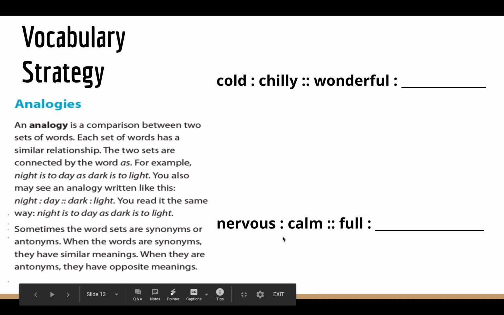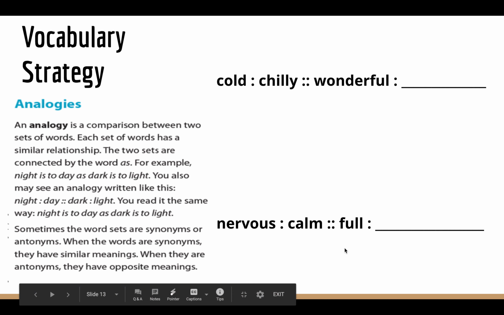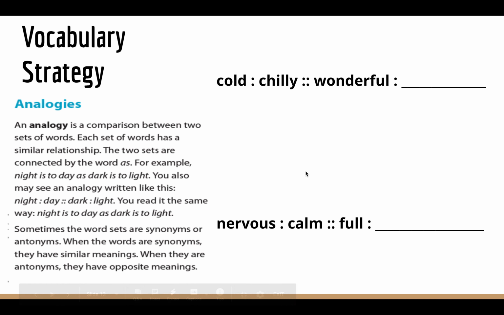Next, I have nervous is to calm as full is to blank. I know that nervous and calm are opposites, meaning they're antonyms, so I need an opposite for full here, so I would use the word empty in this analogy example. We'll work more with analogies later this week during language arts as well.